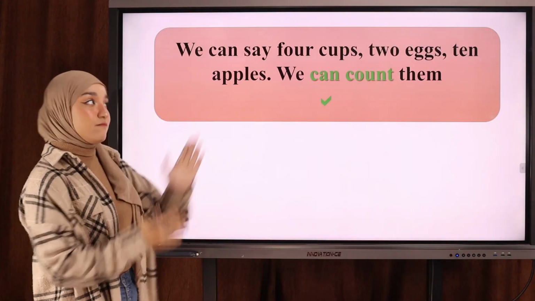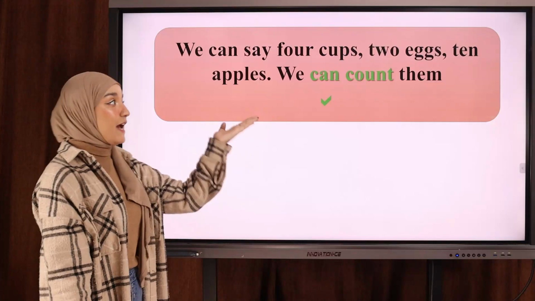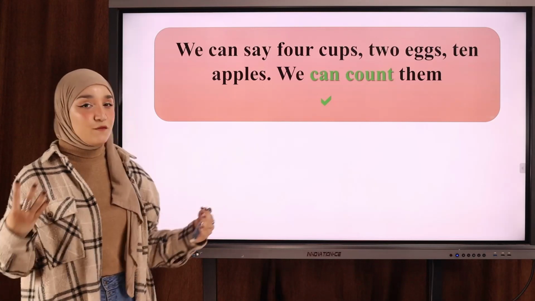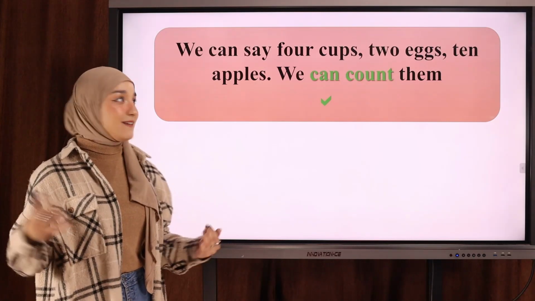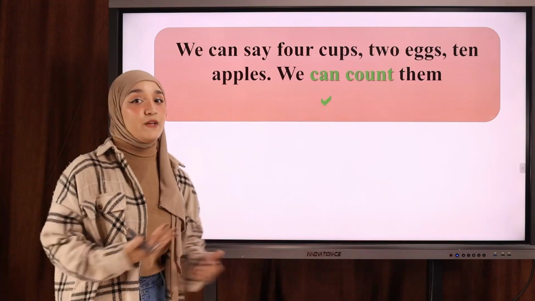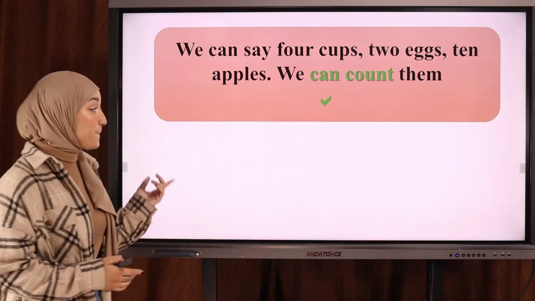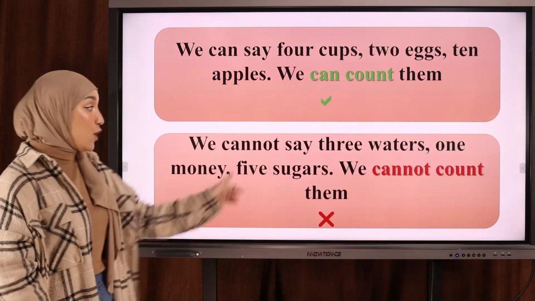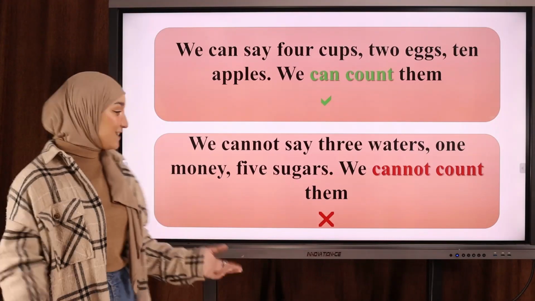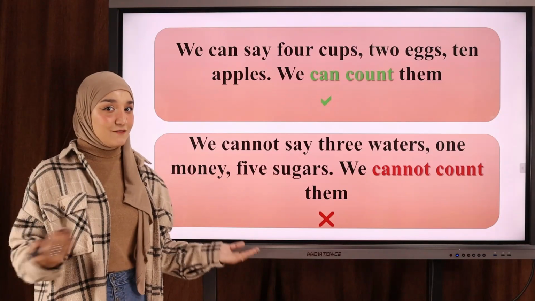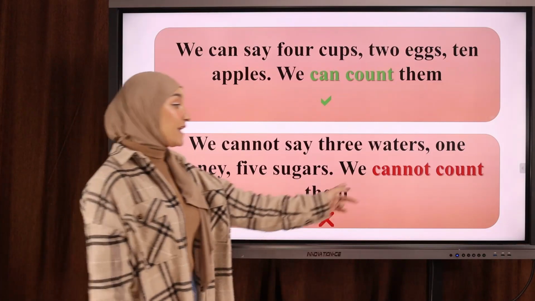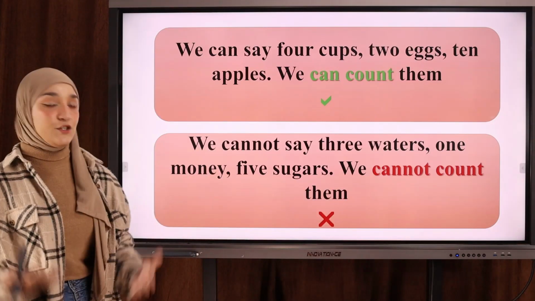So we can say 4 cups, 2 eggs, 10 apples, because we can count them. So the uncount nouns, we cannot say 3 waters. No, it doesn't make sense. 1 money. No. 5 sugar. No, we cannot say that because we cannot count them.